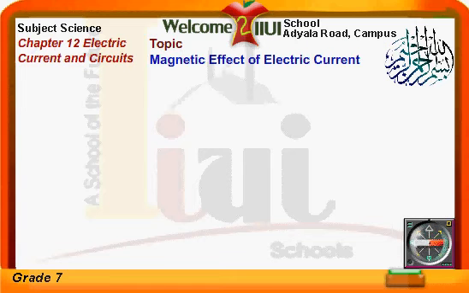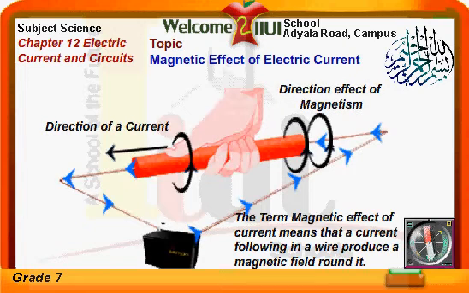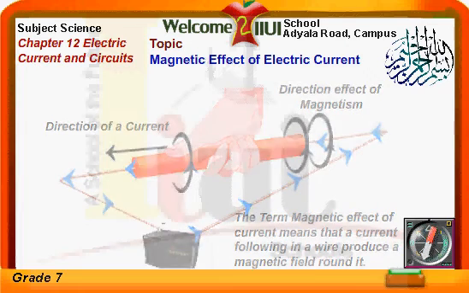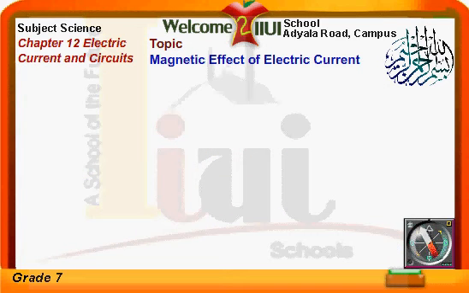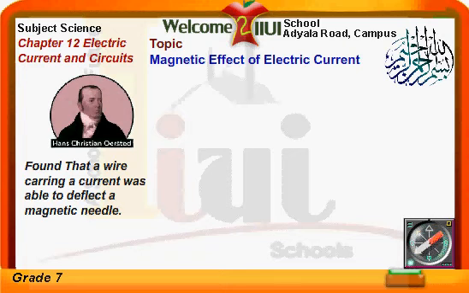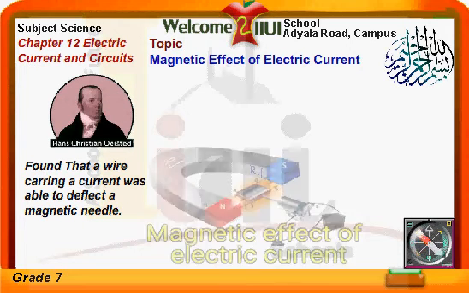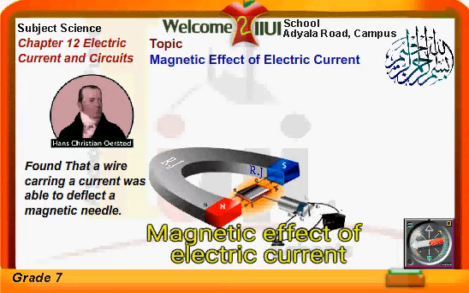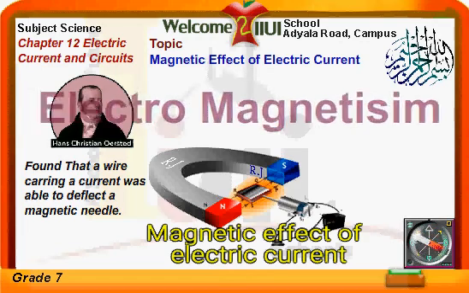Students, our today's topic is magnetic effect of electric current. The term magnetic effects of current means that a current flowing in a wire produces a magnetic field round it. The magnetic effect of current was discovered by Hans Christian Ørsted. He found that a wire carrying a current was able to deflect a magnetic needle. He showed that electricity and magnetism are not two separate phenomena. They are related to each other and are together referred to as electromagnetism.